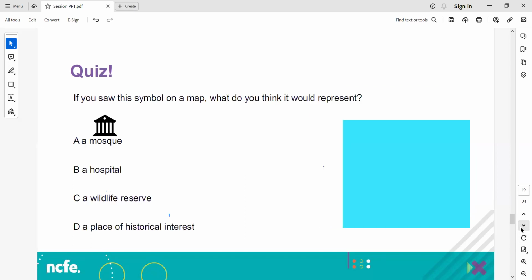Good. So, moving on, if you saw this symbol on a map, what do you think it would represent? This little picture here, what do you think that would represent? A mosque, a hospital, a wildlife reserve, or a place of historical interest? Mosque. So, a mosque. Does that little picture look like a mosque?